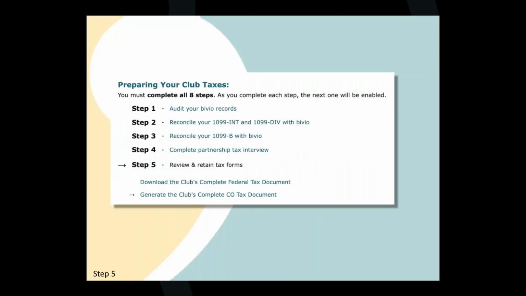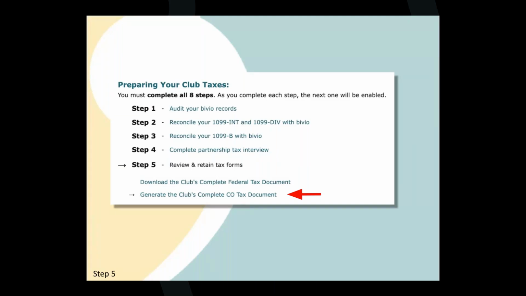Next, click to generate and then download each of the state tax documents that are included with your bivio subscription. You can return to the taxes page at any point to repeat any of the steps. As we mentioned before, if you change any club data, make sure to redo your taxes before filing.